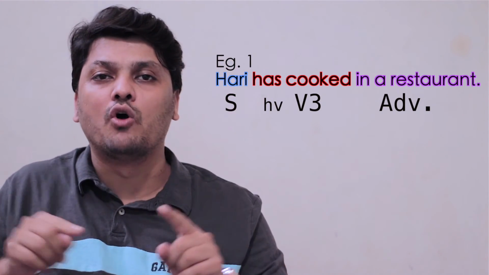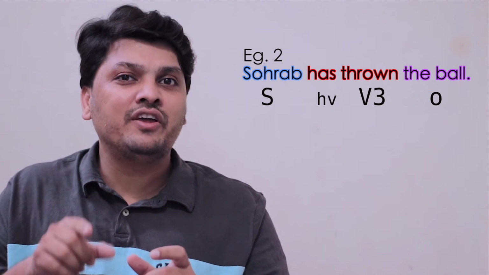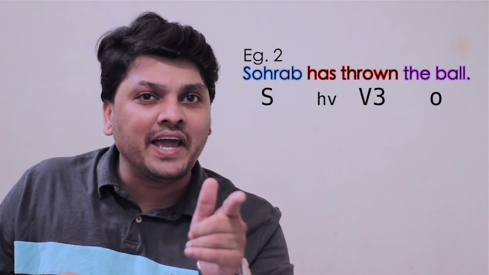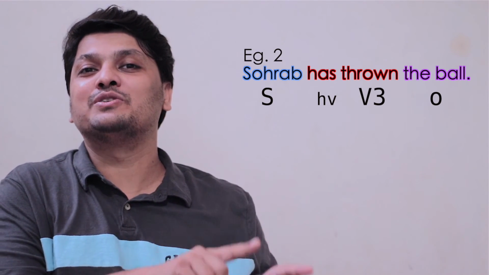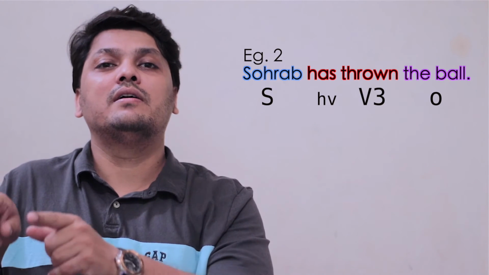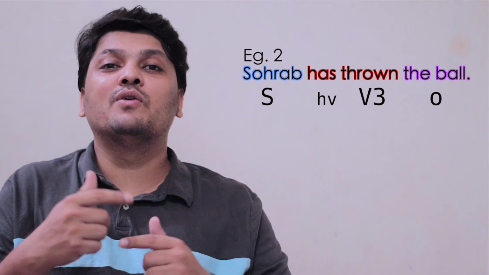So has cooked is present perfect. Saurabh has thrown the ball. So you can see here, thrown is a V3 form. Saurabh, singular, has, because Saurabh is singular. Saurabh has thrown the ball. You can see I have used N to make the verb in past participle.